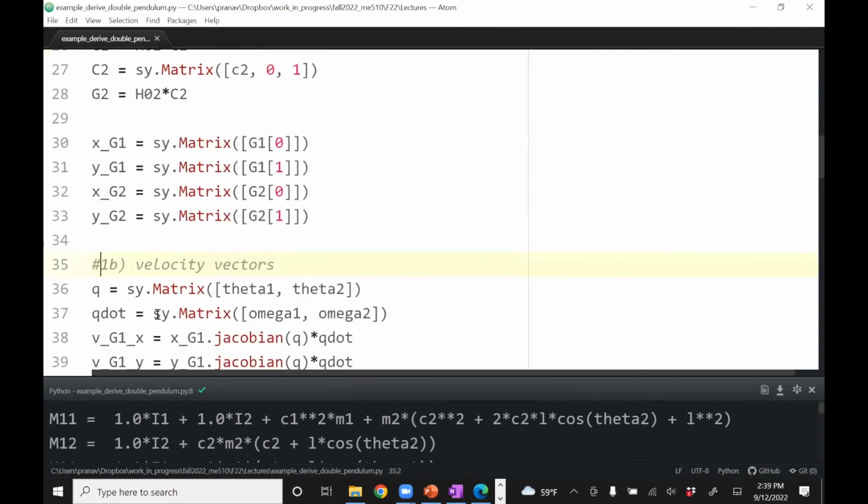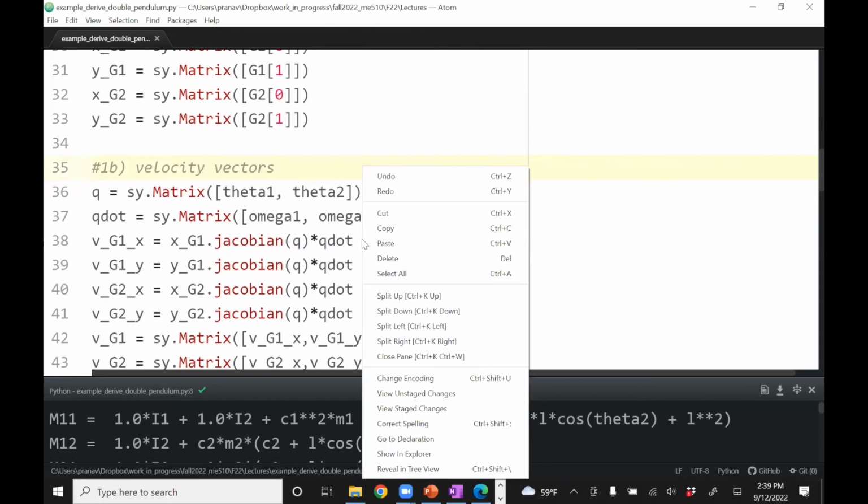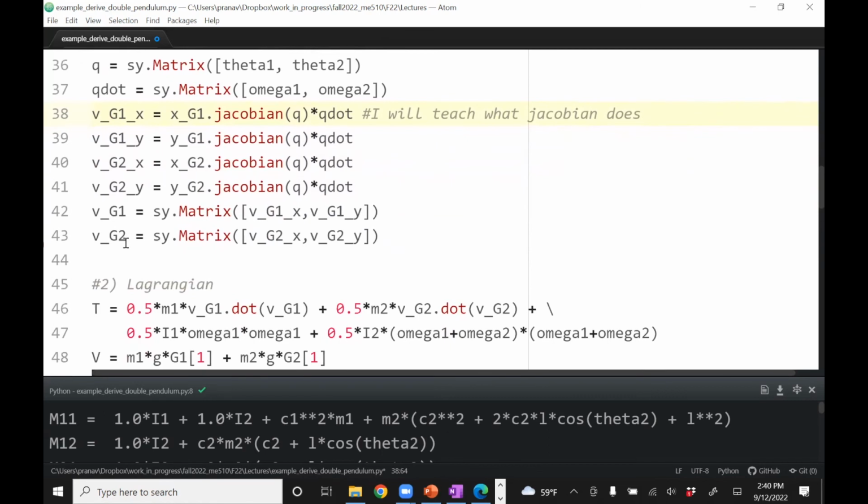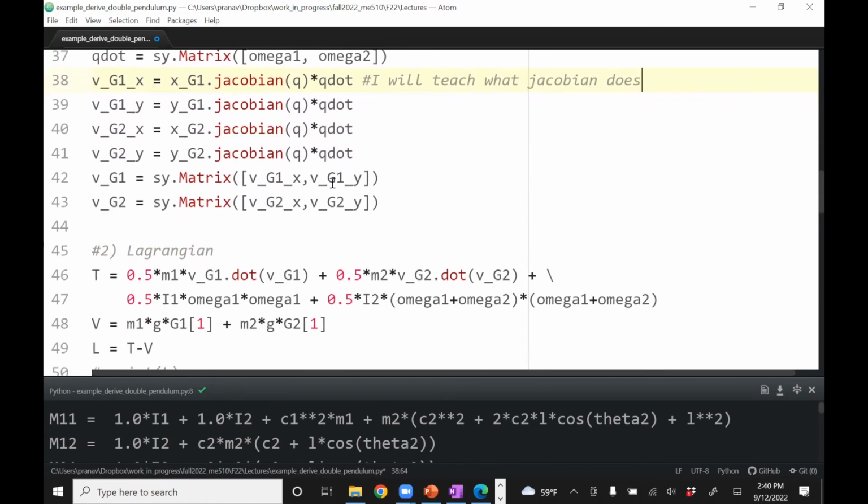Now, once I have that, I can compute the velocities. I've used something called a Jacobian. We'll teach what a Jacobian is next, after we finish this. Jacobian is an easier way of computing the equations. But you can also differentiate. You remember I talked about diff sometime back. You can use diff also, but Jacobian is a nice, cleaner way of doing it. But don't worry too much about that, because after this we'll talk about Jacobians. Okay, so that gives me VG1, VG2, and each will have two components, X component and Y component.